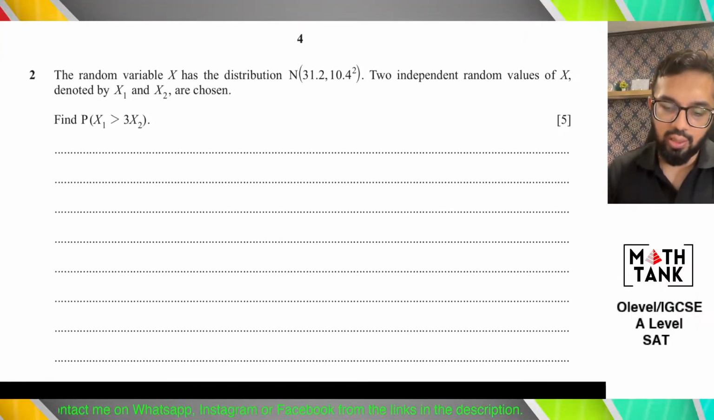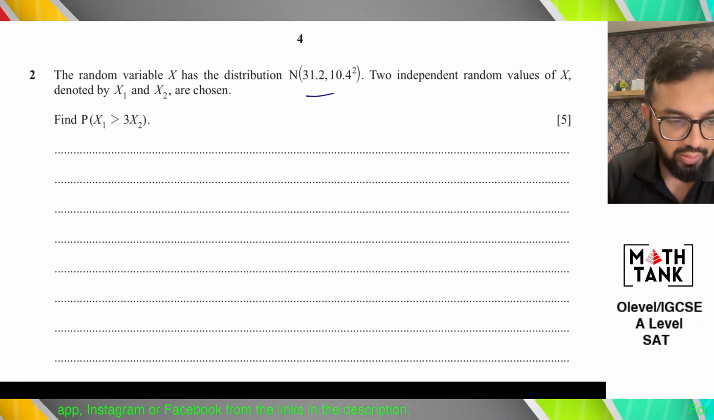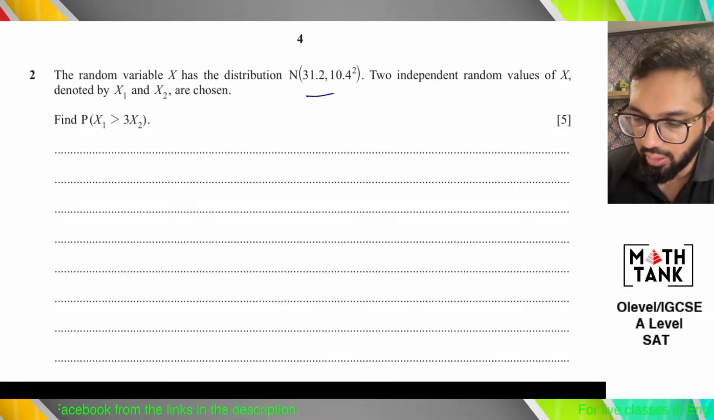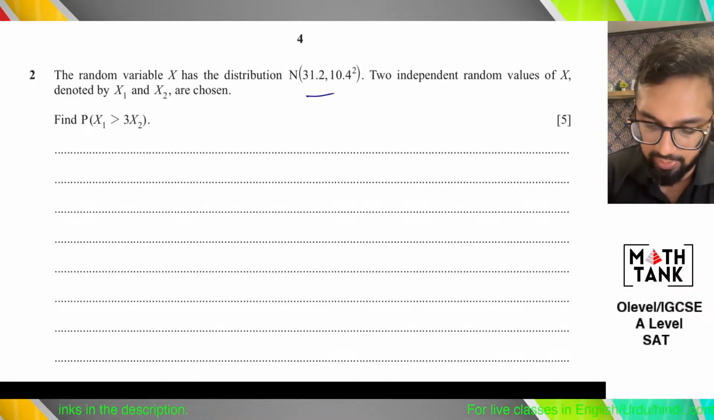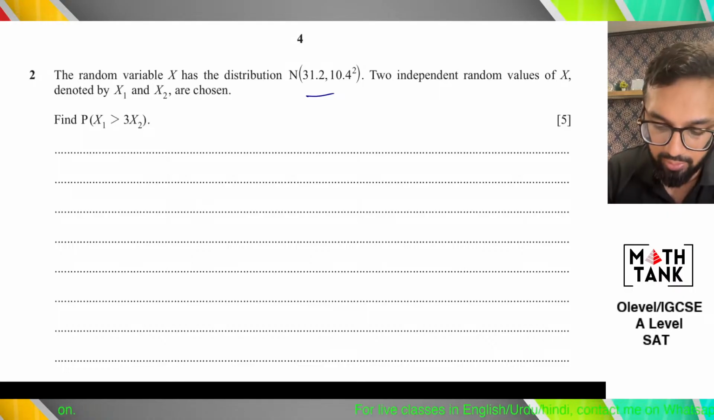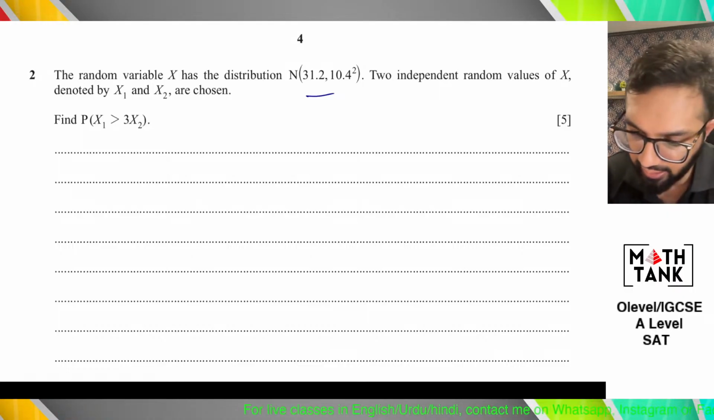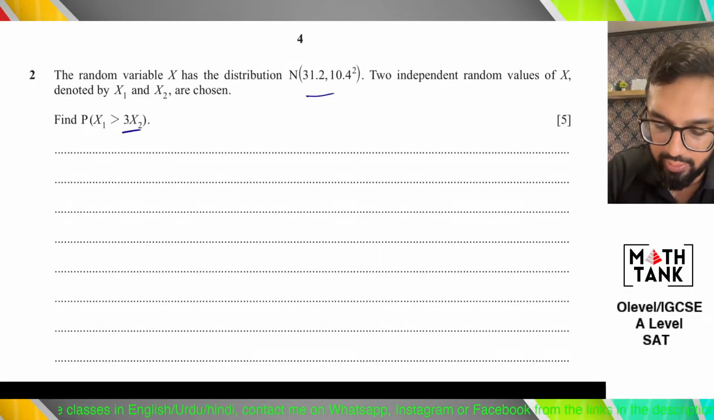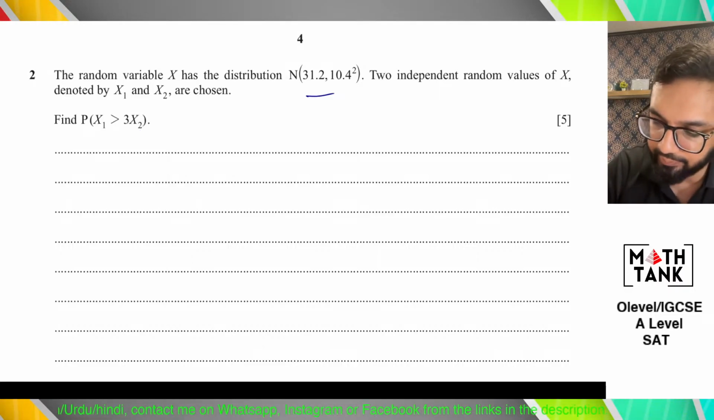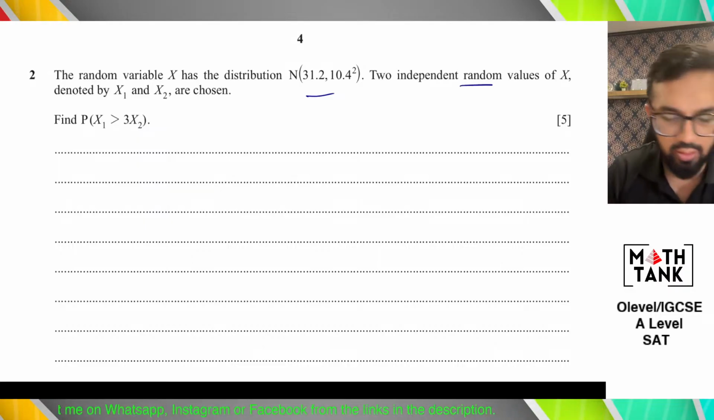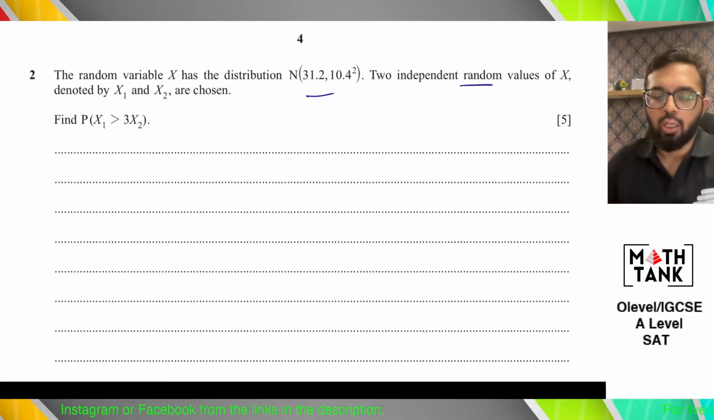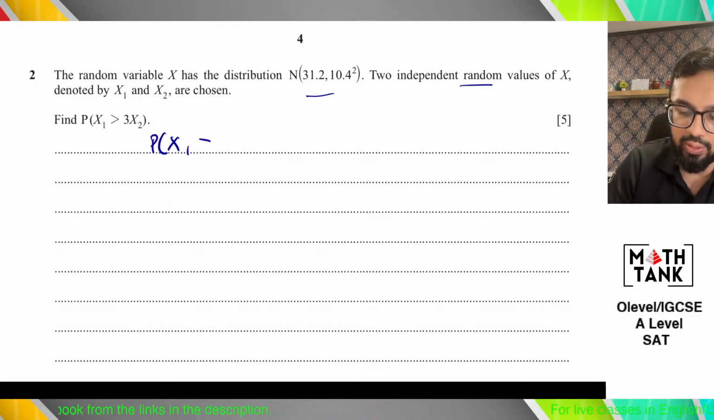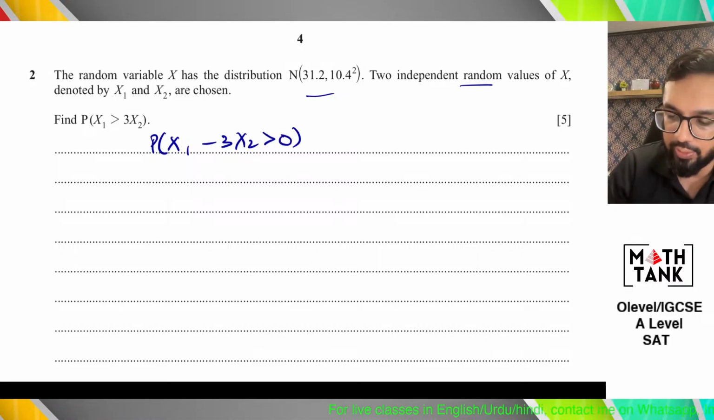Okay, question number 2. The random variable x has the distribution this. Two independent values of x, denoted by x1 and x2, are chosen. Find the probability that x1 is greater than 3 times x2. Okay, so I will call that a question on multiples. The first thing that I'm going to do is x1 minus 3 times x2 is greater than 0. So the difference is called x1 minus 3x2.